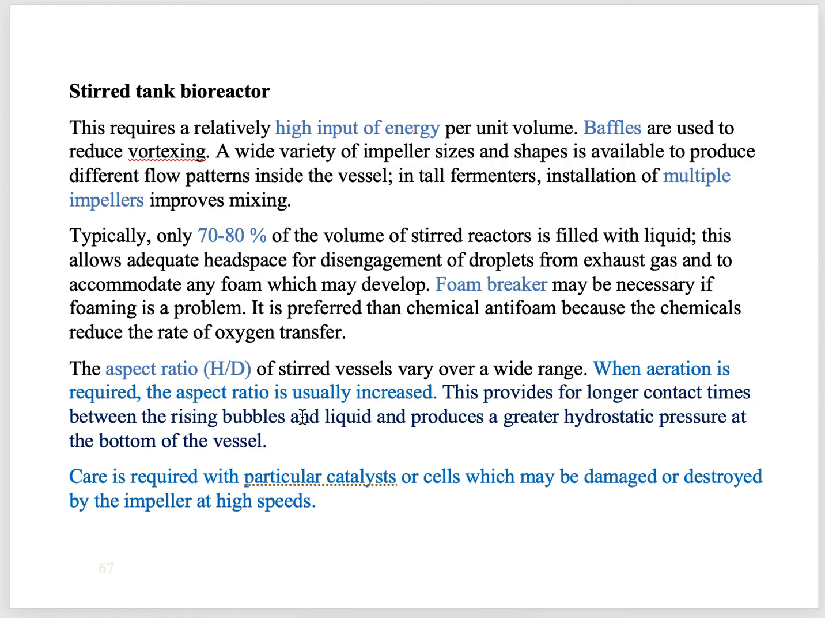Basically, when people do the scaling up, they optimize the parameters. I mean, what design of impellers should be used, and what should be the speed of the impellers, which will be less harmful for the catalyst but will help to produce maximum yield. So our goal is always to harm the cell as little as possible and maximize the production. So this was about the stirred tank bioreactor.